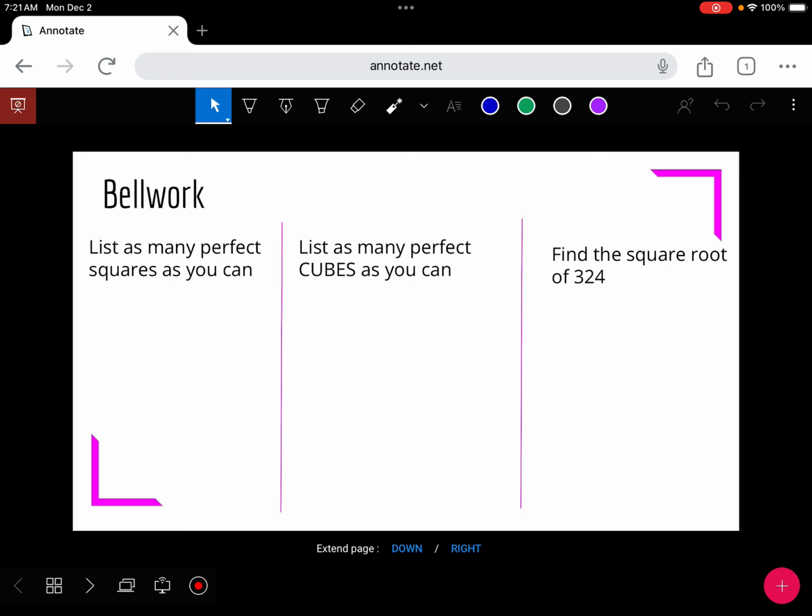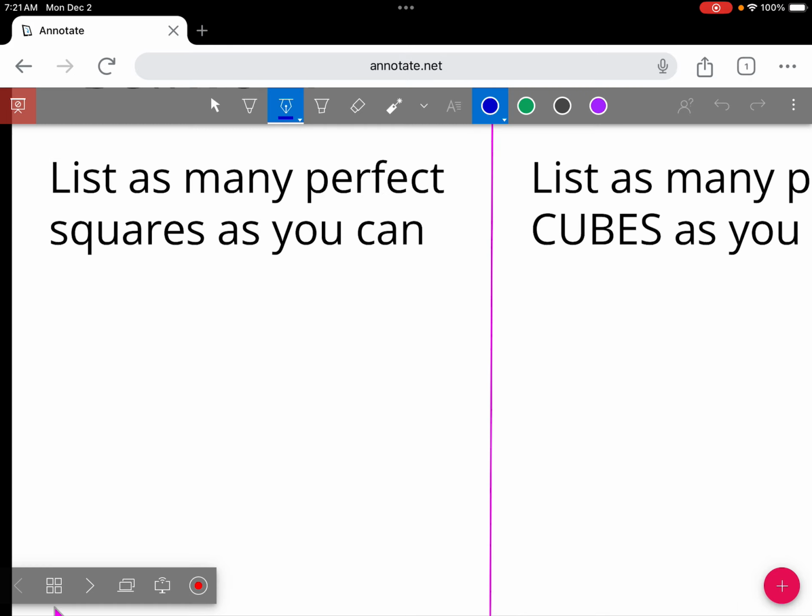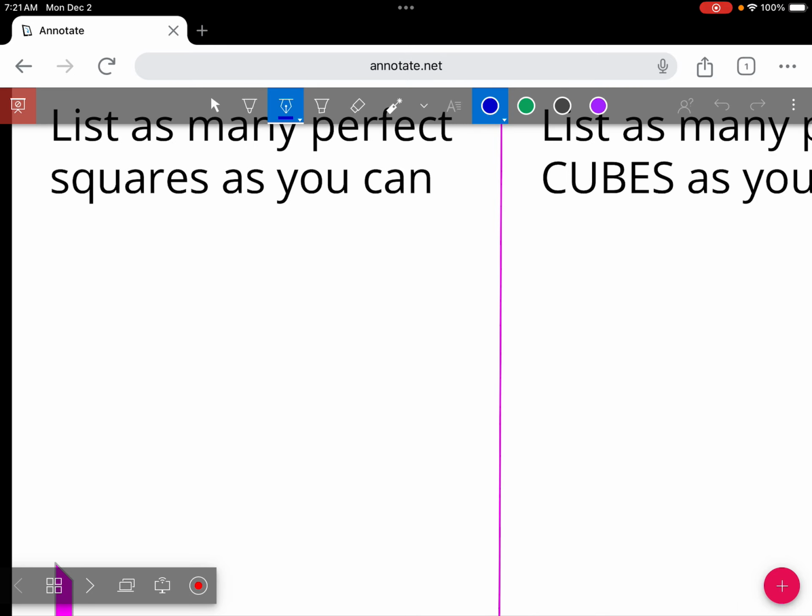So, starting out kind of simple, working on things that we can do. What are some perfect squares that we know? As this says, list as many perfect squares as you can. What perfect squares do we put down?